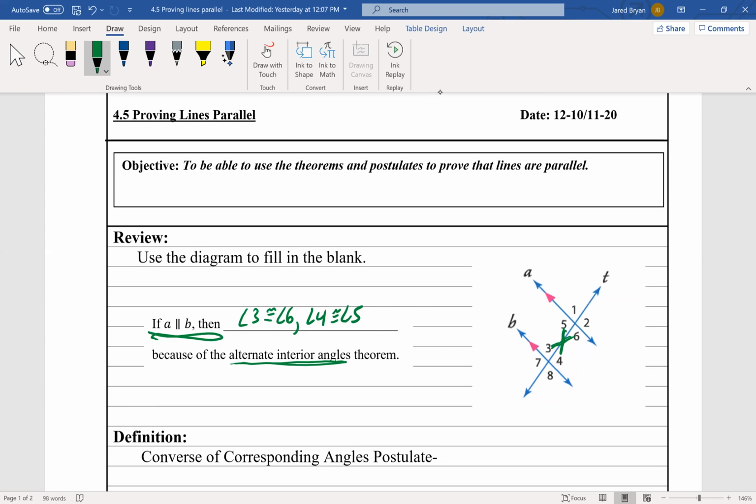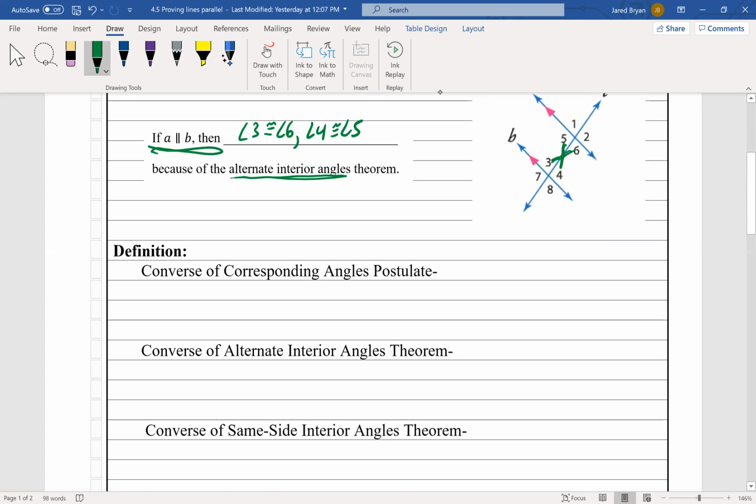Okay, so to do that, we do need a few different postulates and theorems to help us out here. This first one I want you to write down with me. It's called the converse of the corresponding angles postulate. So we're writing down a similar postulate to what we wrote down yesterday, but now we're taking the converse of it. And remember, we talked about that last chapter. Converse is when I take the hypothesis and the conclusion and swap them around. Okay, so the converse of corresponding angles postulate says this.